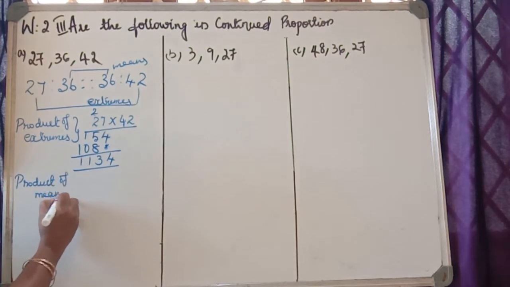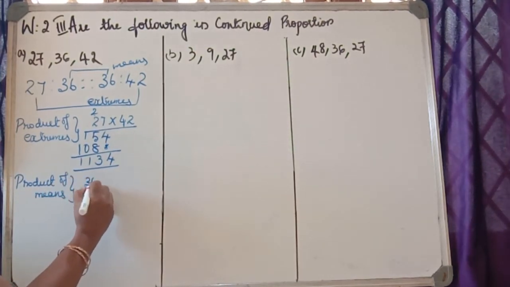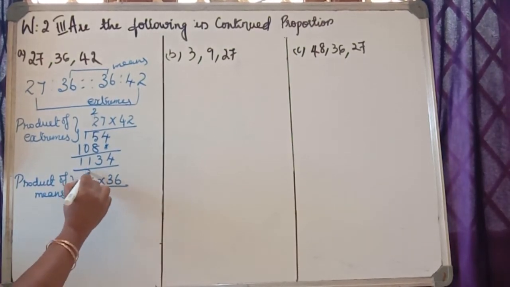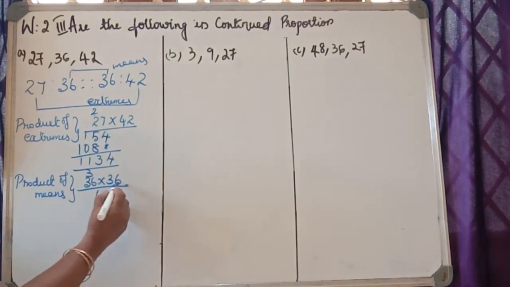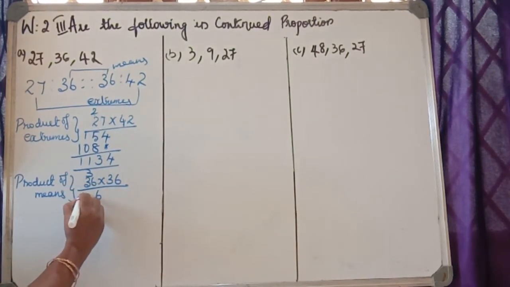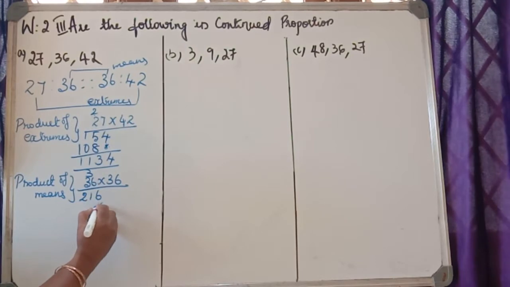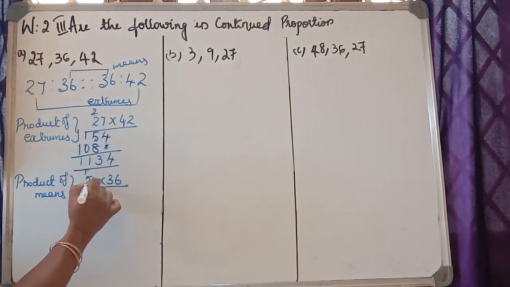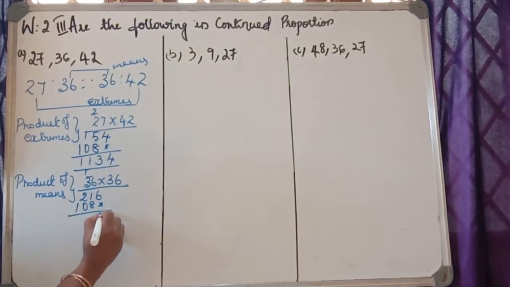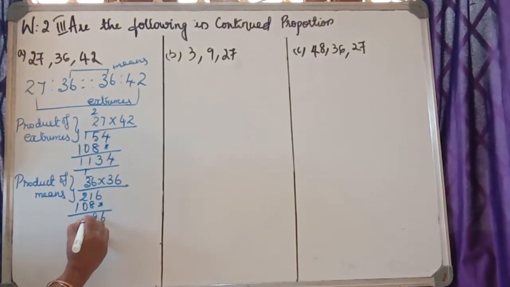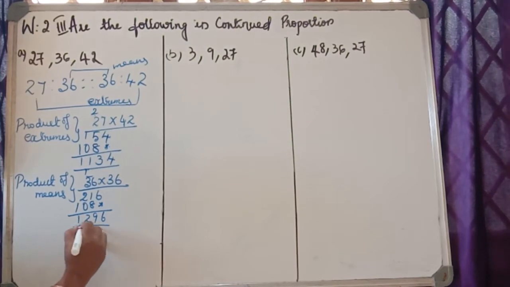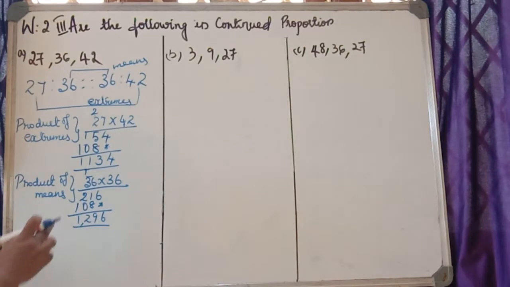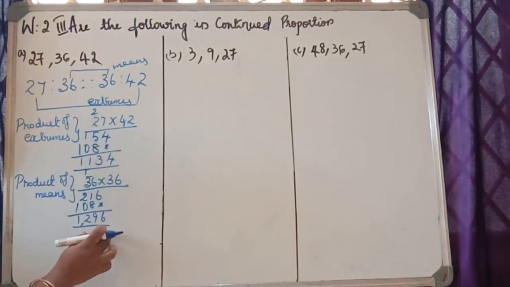Now we'll find out the product of means. That is 36 into 36. 6 6s are 36, remainder 3. 6 3s are 18, 18 plus 3, 21. Now 3 6s are 18, remainder 1. 3 3s are 9 plus 1, 10. Add it: 1 plus 8, 9, 2, 1. Product of means is equal to 1296.